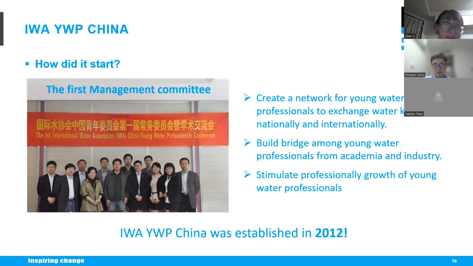Then he invited another 10 people to be the management committee. They had a meeting to discuss the goals and the work plan of the China chapter. After that meeting, they took this memorable photo. From that time, they have been committed to creating a network for young water professionals to exchange water knowledge nationally and internationally, build bridges among young people from academia and industry, and stimulate the professional growth of young water professionals.